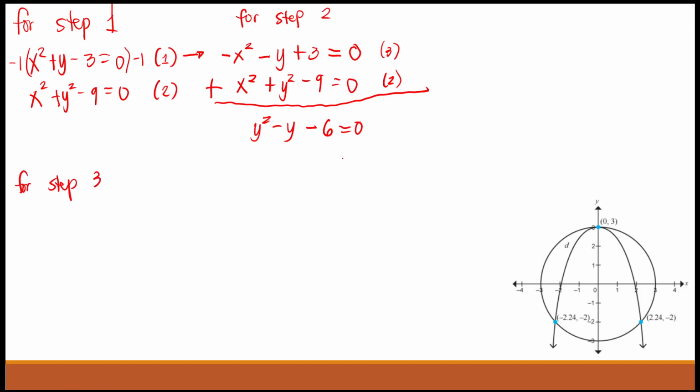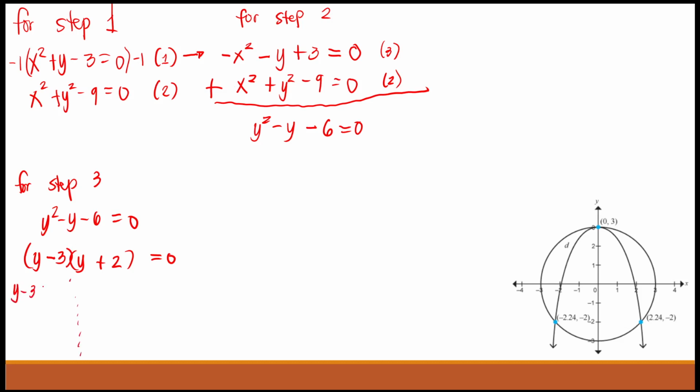For step 3, we solve for the variable from the result of step 2. Our result is y squared minus y minus 6. So y squared minus y minus 6 equals 0. We solve for y. We can factor that out. Factor negative 6 with minus 3 and plus 2. Right? Okay, tama. Makukuha natin yung negative y sa gitna. And then, solve for y.